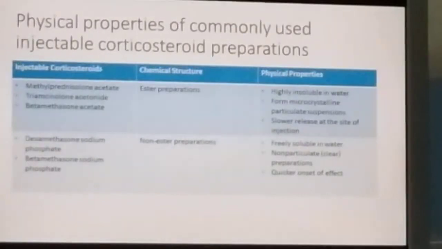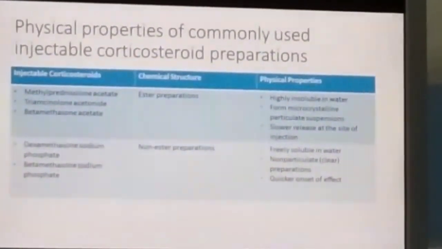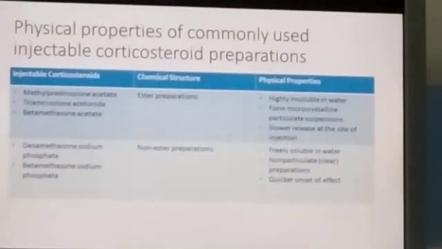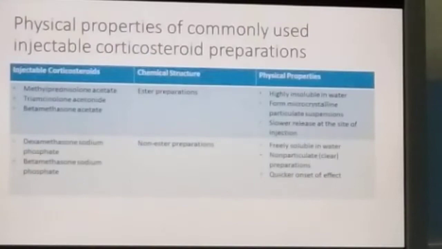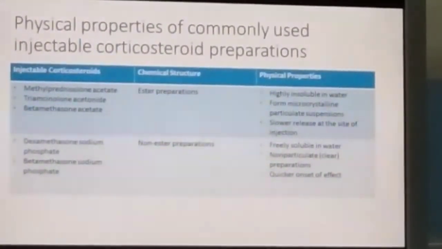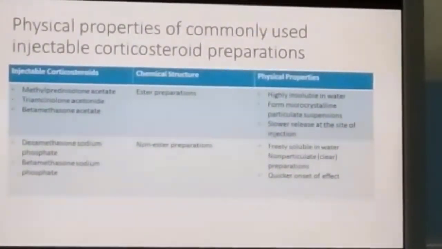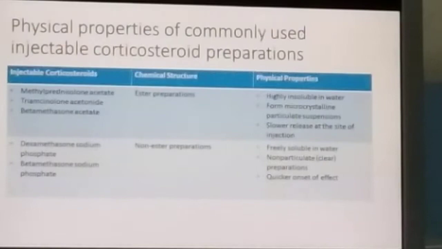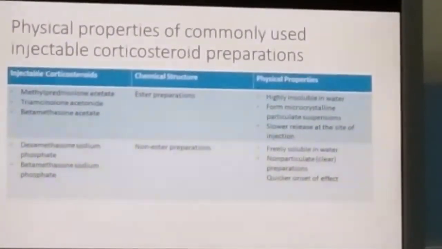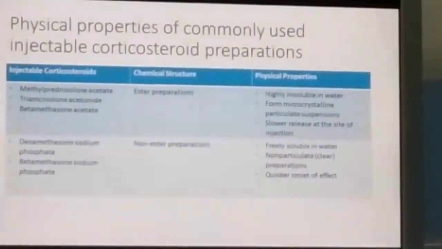Compared to that, the other one is the sodium phosphate group, dexamethasone sodium phosphate and betamethasone sodium phosphate. These are non-ester preparations. This is a non-particulate, clear preparation, so it is soluble in water and has a quicker onset of effect. Based on the journal, they mentioned that the non-ester preparation has 5 times the potency of the ester preparations.